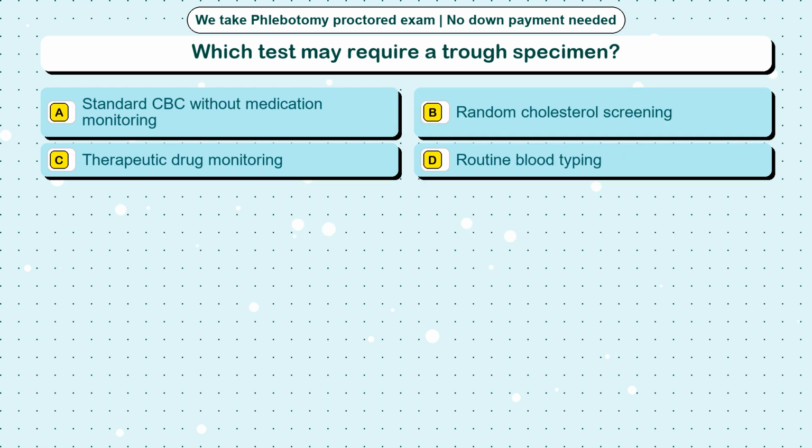Question 20. Which test may require a trough specimen? Option A. Standard CBC without medication monitoring. Option B. Random cholesterol screening. Option C. Therapeutic drug monitoring. Option D. Routine blood typing.